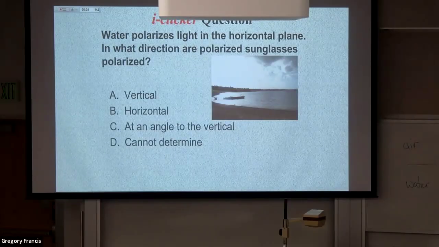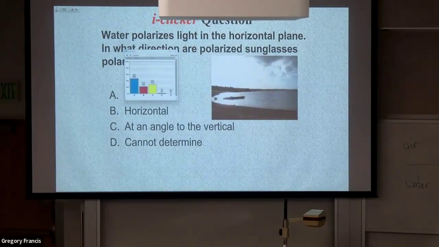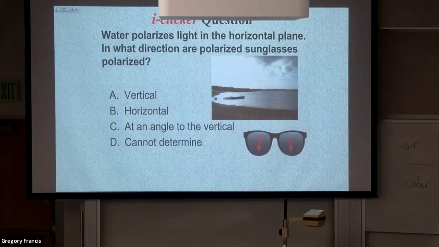Okay, I think that's all of us. Okay, correct answer is vertical. Again, we want to cut out that glare which comes off the water parallel to the water or horizontal. And so we would like our polarization axis to be vertical.